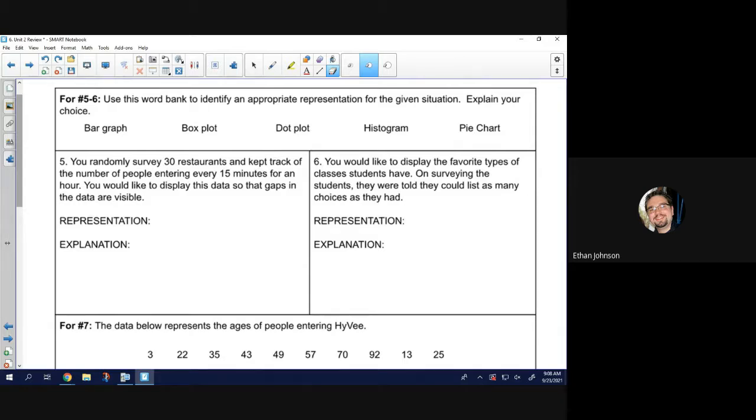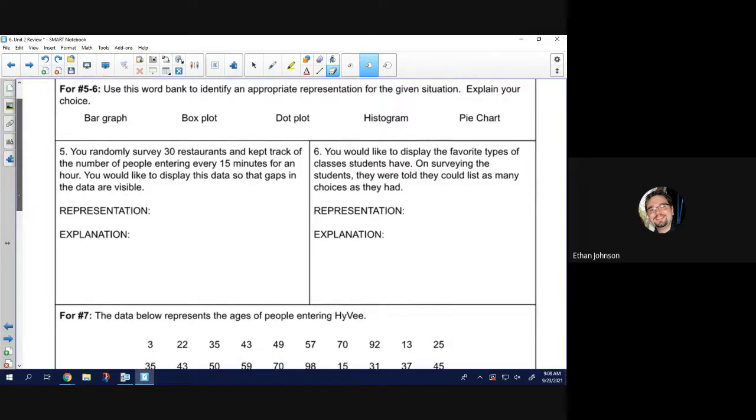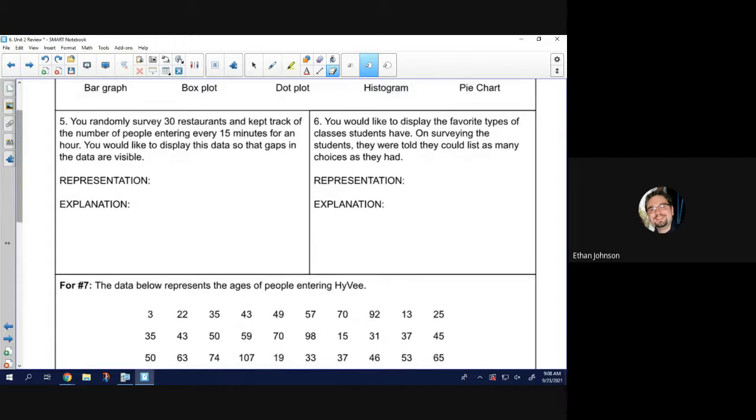So for number 5, you randomly survey 30 restaurants and keep track of the number of people entering every 15 minutes for an hour. You would like to display this data so that gaps in the data are visible. So there are a couple things that we first need to figure out. First, we need to figure out if our variable is a qualitative variable or a quantitative variable. Since we're keeping track of the number of people entering, that makes it quantitative.